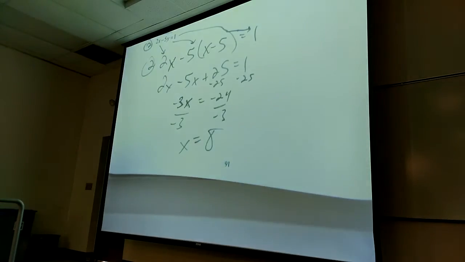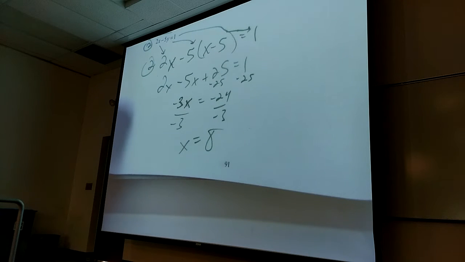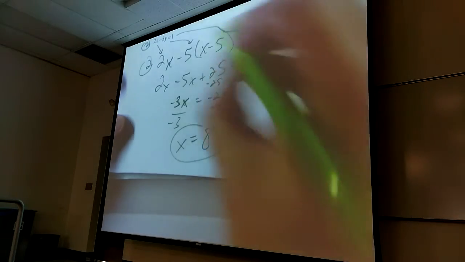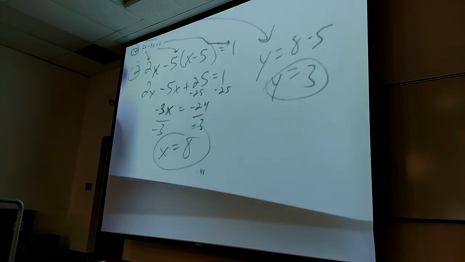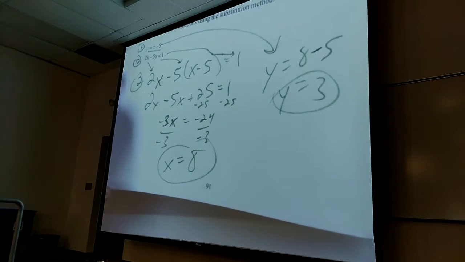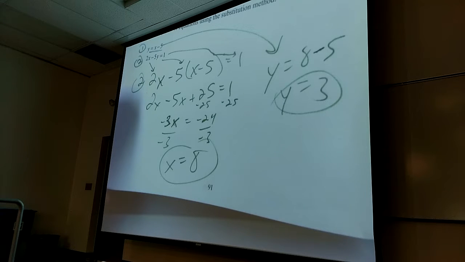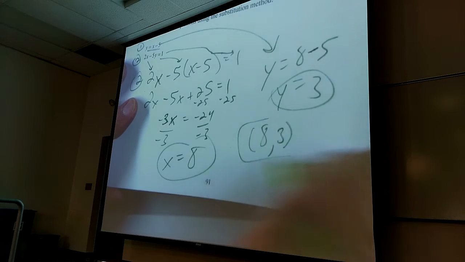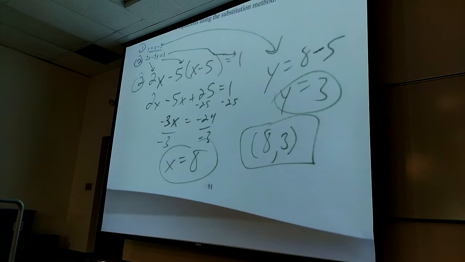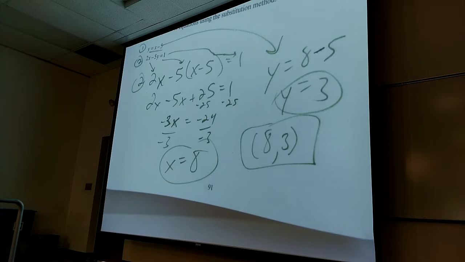And the really nice thing about the substitution method is you're always going to have one of the equations already solved for the other letter. So if x is 8, y is 8 minus 5, which is 3. The slightly better way to write it is 8 comma 3, because the answer to a system of equations is the point or points where the two lines would meet. I didn't graph it up here, but if I did, they would meet at 8, 3. If you don't write it as a point, you're not dead. Just circle the x and the y and it's still right.